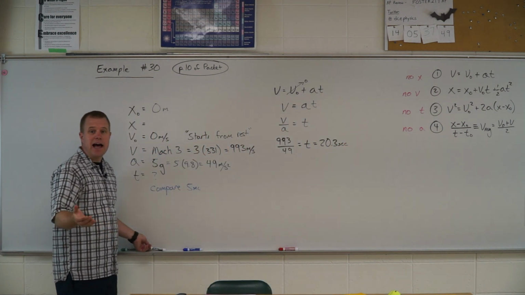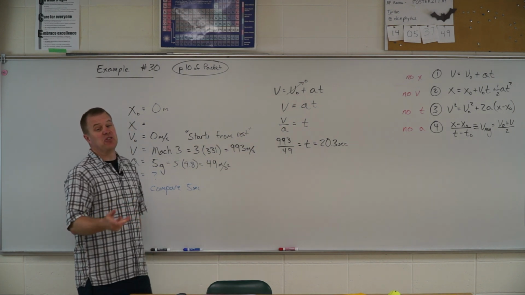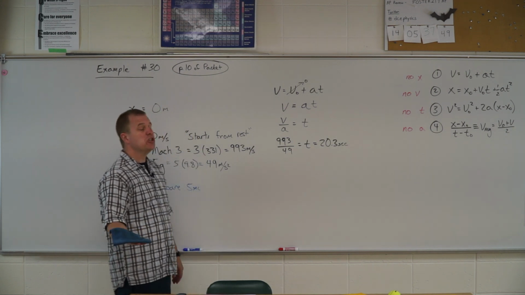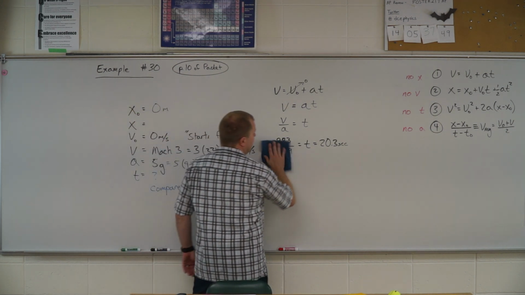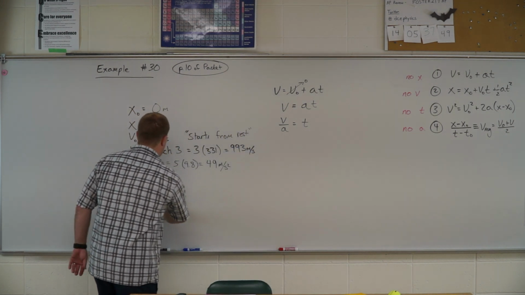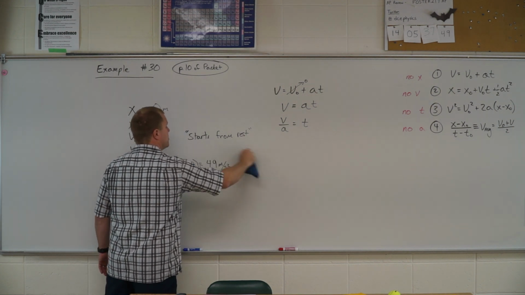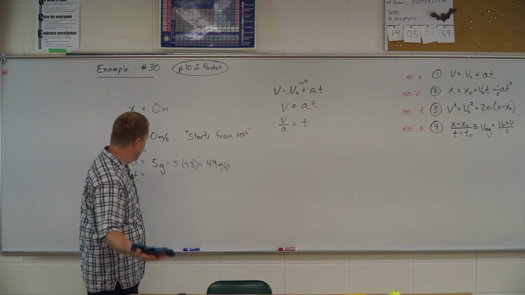So part B acknowledges that. Part B says, well, how fast could they have gone? So now we're asking, what's the best we can do in 5 seconds? I'm not going to hit Mach 3, that's for sure. So I'm going to relist my variables.